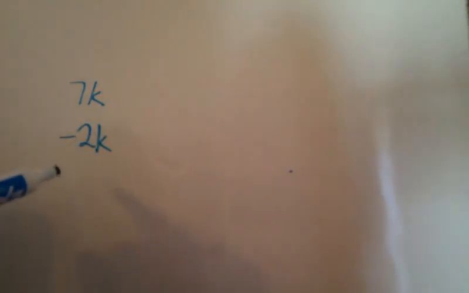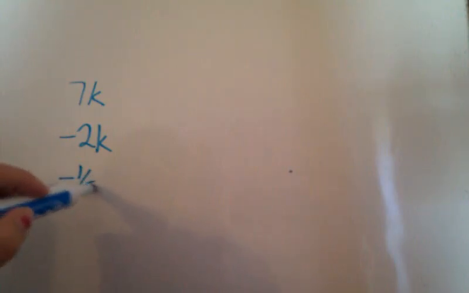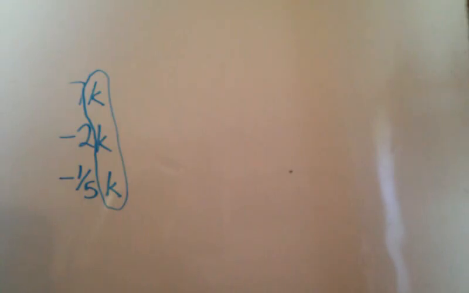7k minus 2k and -1/5 k are like terms. What do you think? You should have said they are like terms because look at the variables. They're all k's. That's all that matters. They're like terms. Okay, let's look at page 2.